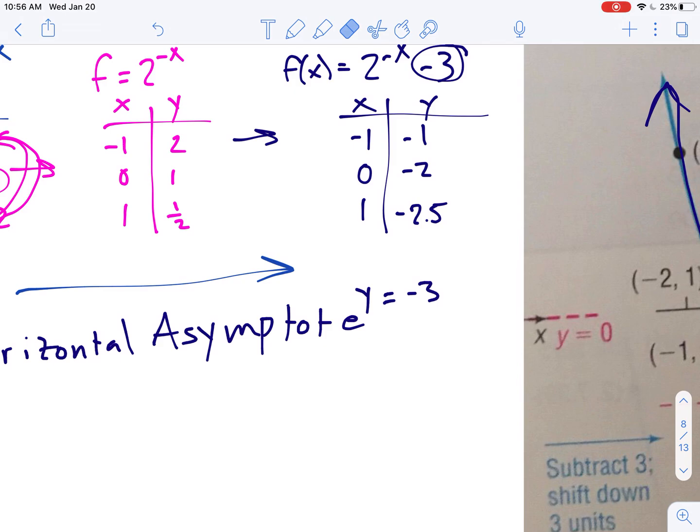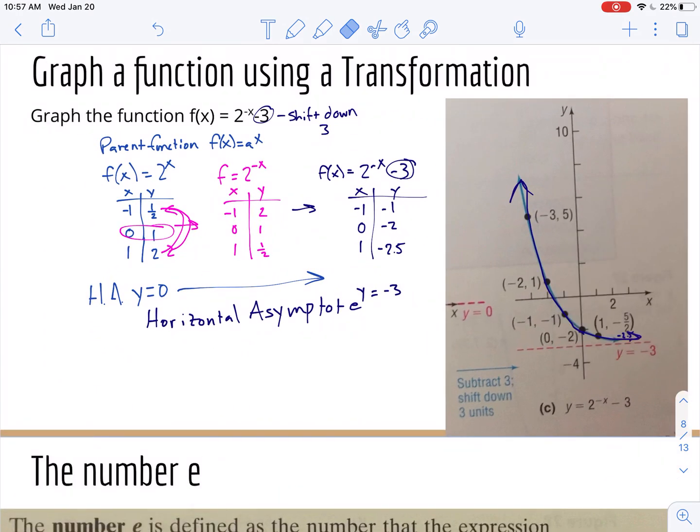It does not change with your vertical stretch, does not change with your horizontal stretch, does not change when you reflect around the y-axis. Your horizontal asymptote is based solely on your vertical shift and how your vertical shift relates to that original horizontal asymptote at y equals 0. So that's how you go about graphing exponential functions.